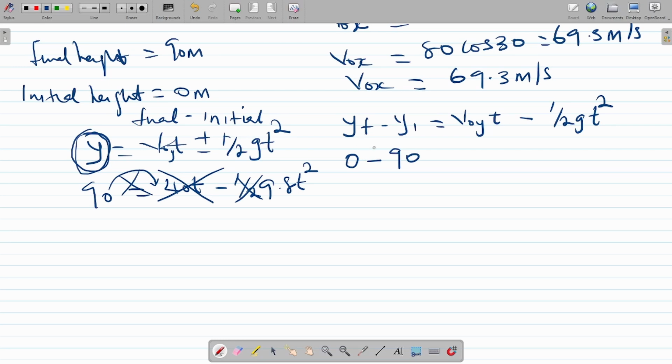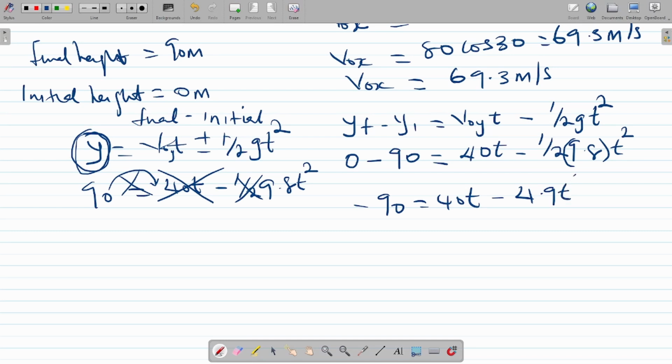So our final is 0, our initial is 90, is equal to, we now ask ourselves, what is the y component of the initial velocity? We got it as 40. 40 multiplied by t minus half, what is our g? We're not given, but we can use 9.8. So multiply by 9.8 t all squared. Let's clean this up. We have 0 minus 90 will give you negative 90 is equal to 40t minus half of 9.8 will give you 4.9 t squared.